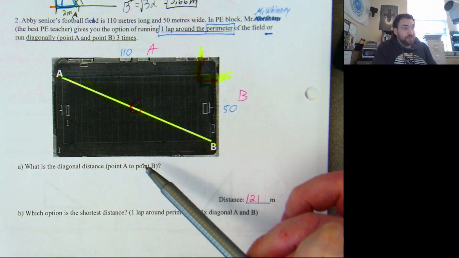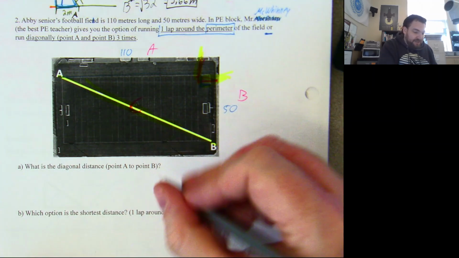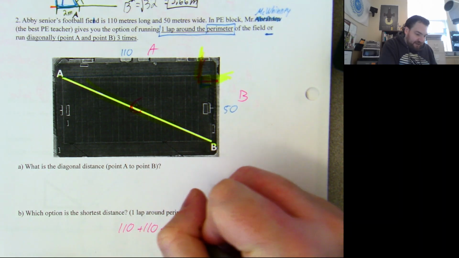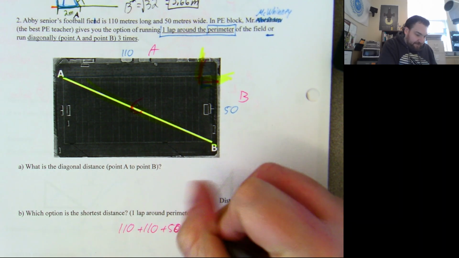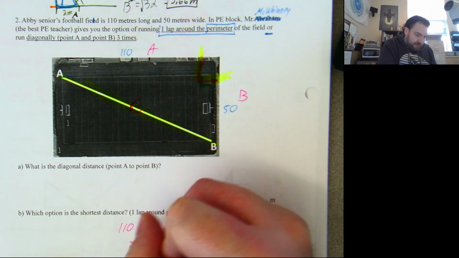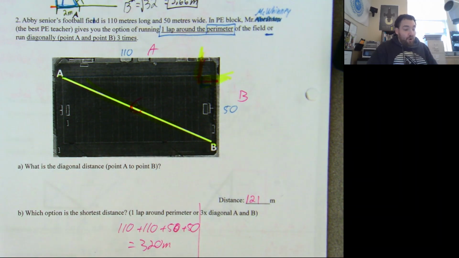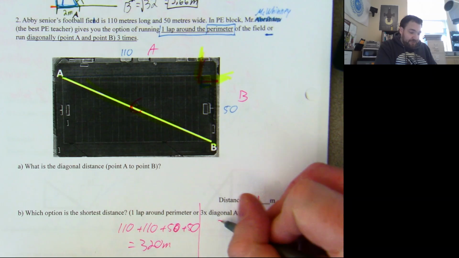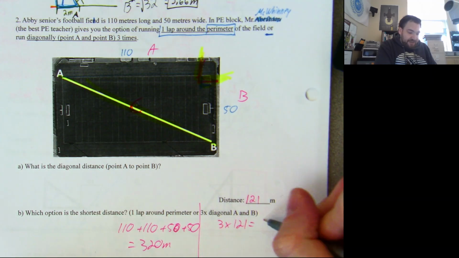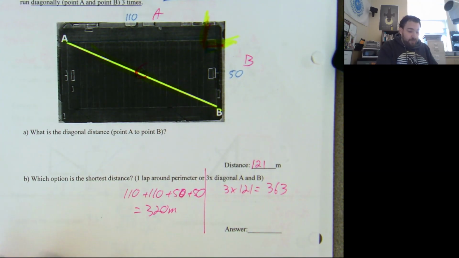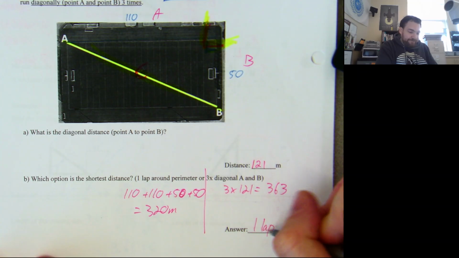110 plus 110 plus 50 plus 50 is 320 meters for one lap, or 3 times the diagonal. 3 times 121 is 363. So which is shorter? One lap.